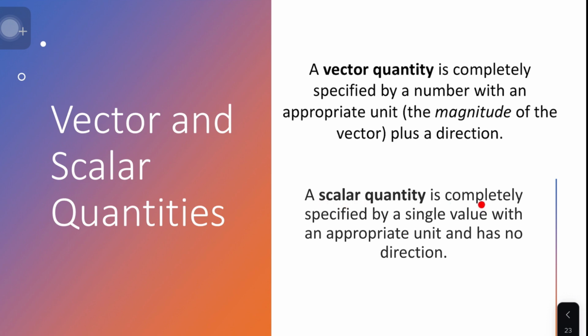Whereas a scalar quantity is completely specified by a single value with an appropriate unit and has no direction at all. So the difference between a vector and a scalar quantity is actually the direction. Sometimes the direction is specified by an angle, not only to the left, to the right, up and down, or to the north, to the east or west. It also can be specified or explained by an angle.